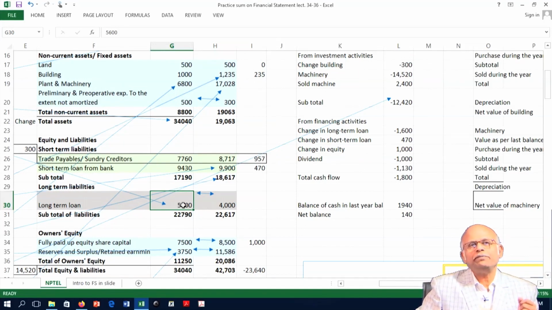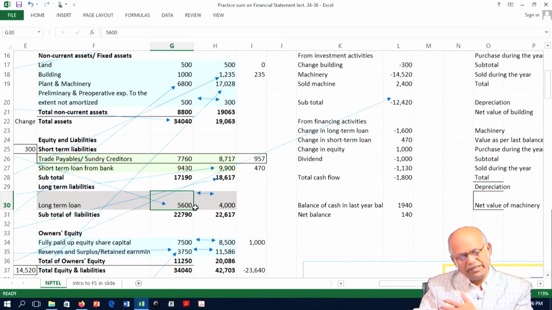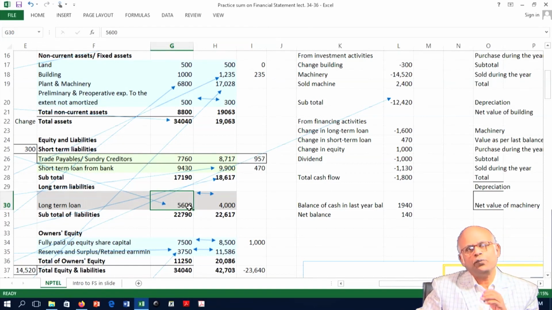This is the opening balance, or the closing balance of the previous year and the opening balance of the current year. So, now you have to separately estimate what was the opening balance of the long term loan, then how much of that you have repaid during the year, you subtract that, and then add if you have raised any fresh long term loan. Suppose you have a solar power plant.